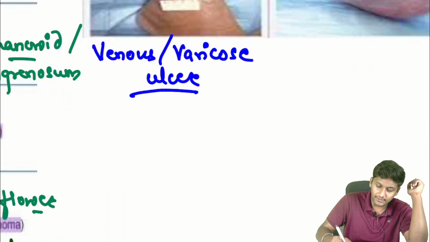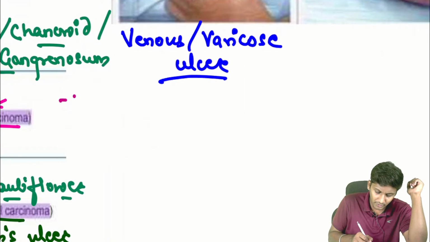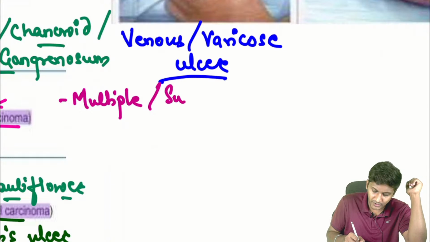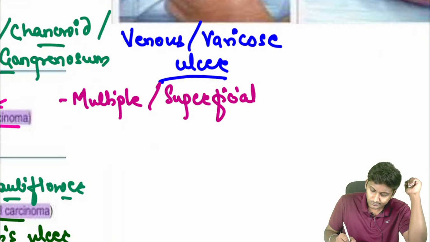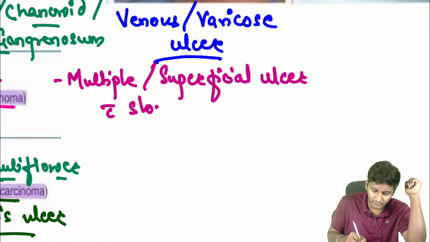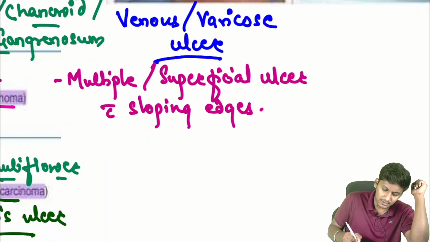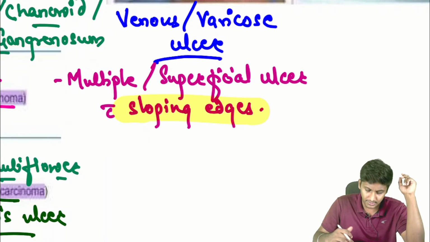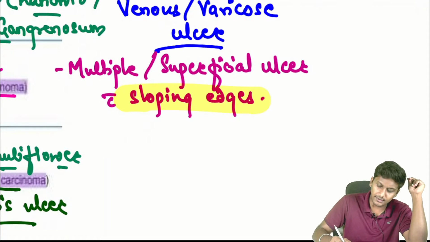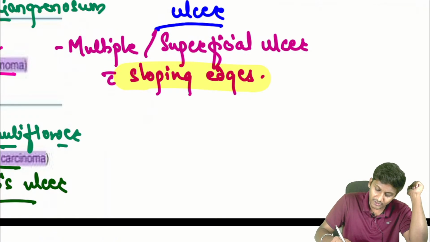What is the characteristic of a venous or varicose ulcer? You have to remember that venous or varicose ulcers are multiple, superficial ulcers with which kind of margins or edges? With sloping edges. So multiple superficial ulcers with sloping edges are a classical feature of the venous ulcer. Okay? That is important.